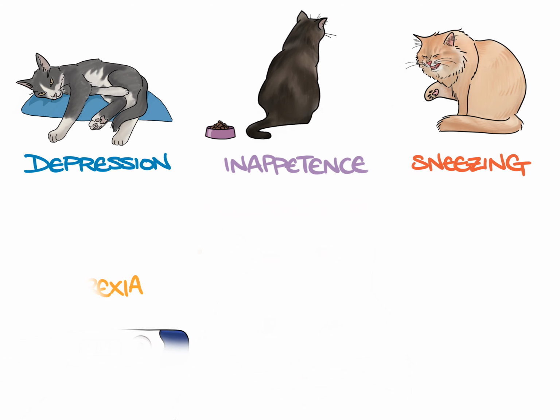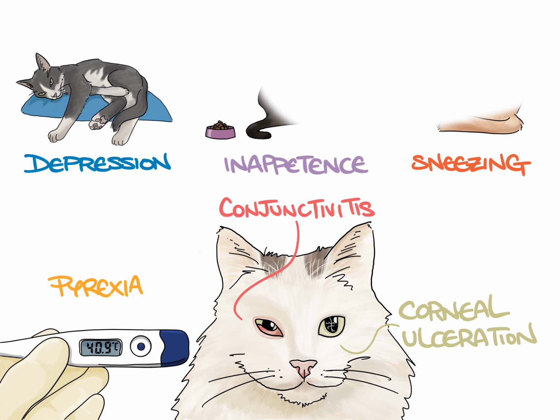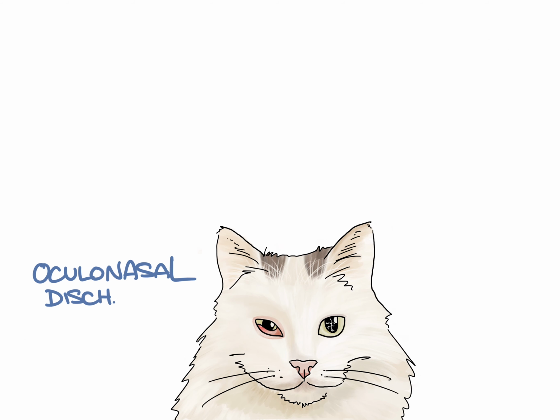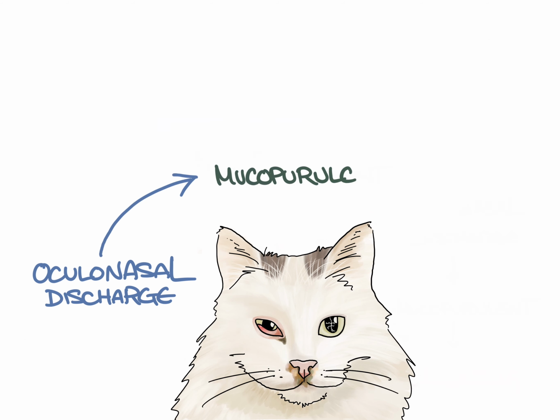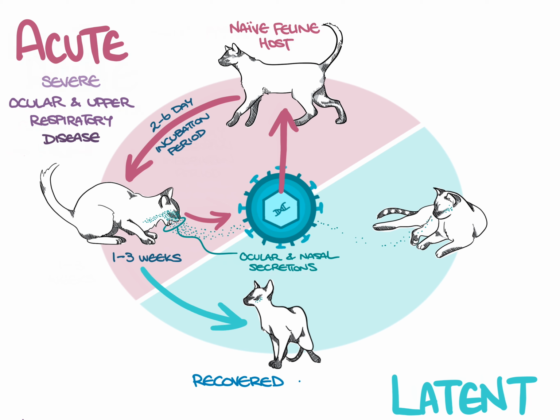Clinical signs include depression, inappetence, sneezing, pyrexia, conjunctivitis, and corneal ulceration. This is accompanied by copious production of oculonasal discharge, which gradually becomes mucopurulent, resulting in crusting around the external nares and eyelids. The acute phase can last 1 to 3 weeks, during which the virus is shed in large quantities via the ocular and nasal secretions before resolving spontaneously. However, once recovered, the cat is considered a carrier.